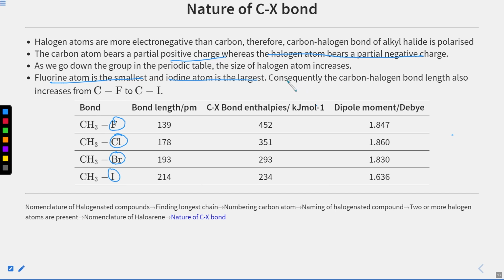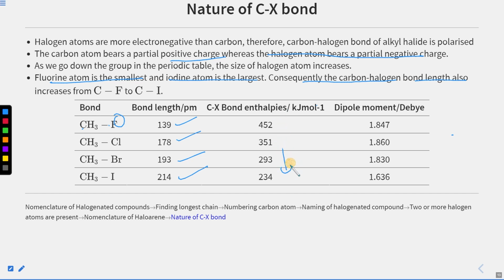Now due to this, the carbon halogen bond length also increases from C-F to C-I. Did you get my point? Since the size is increasing, the distance between carbon and fluorine is also increasing as we go down the group. Therefore bond length is increasing: 139, 178, 193, 214. Now if the bond length is increasing, bond enthalpy will decrease, because it will be easier for us to break the bond.